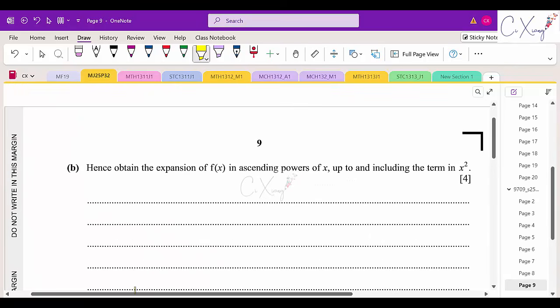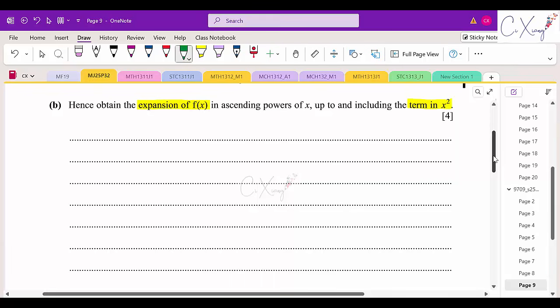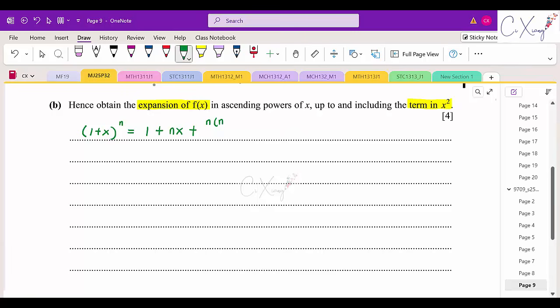For part B, they want us to get the expansion for function f(x) in ascending power of x up to and including the term in x squared. Alright, so let us write out the original formula first for the binomial expansion. You can get it from the list of MF19, but for reference, I will just write it out here. If I'm having (1 plus x) power n, the first term is always a 1, the second term is always nx, the third term is n(n minus 1) divided by 2 factorial, then you have x squared. Of course you can continue to expand for x power 3, x power 4 and so on. But I will just stop at x power 2 because in the question, they only request us to find the answer up to x power 2.